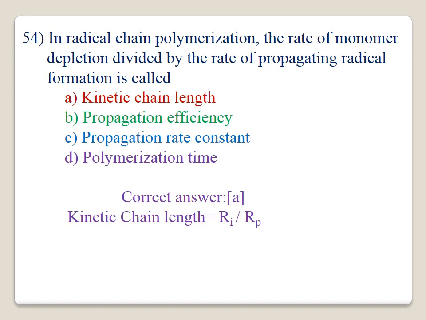54. In radical chain polymerization, the rate of monomer depletion divided by the rate of propagation of radical polymerization is called chain length. For the chain length formula, it is the rate of initiation divided by the rate of propagation. Therefore, the answer A is correct. The rate of initiation divided by rate of propagation gives the kinetic chain length. Option A is correct.